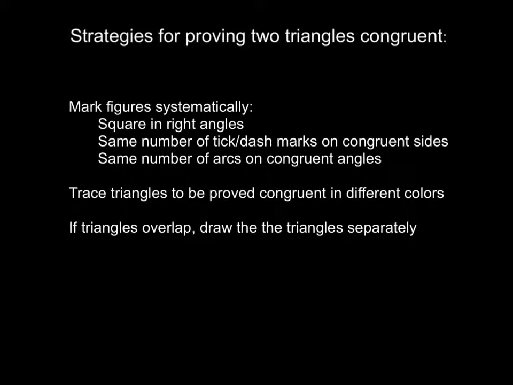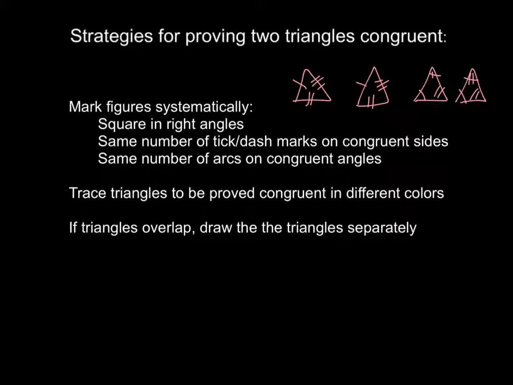So if you mark your figures systematically, so put those squares in the right angle, use the same number of tick or dash marks on those congruent sides. So if you have a triangle and this triangle, make sure that you use separate numbers, right? So 1, 2, 3, etc. And use the same number of arcs on congruent angles. So if you're going to do one, maybe do a one like that, and then one like that.